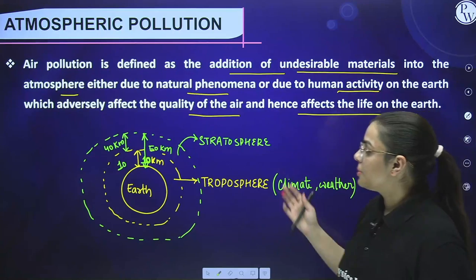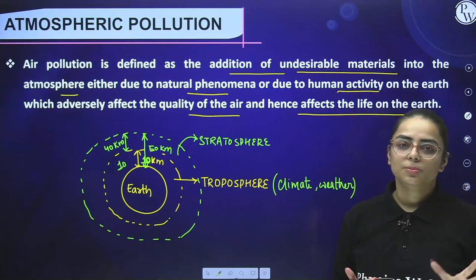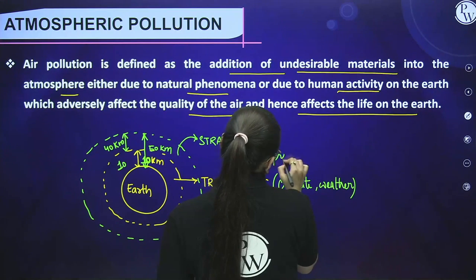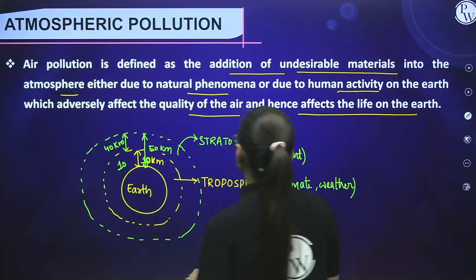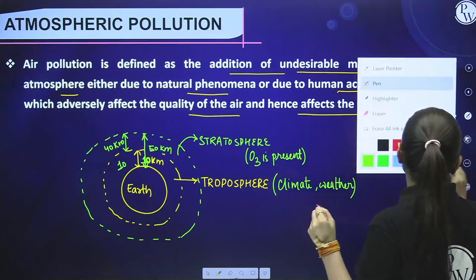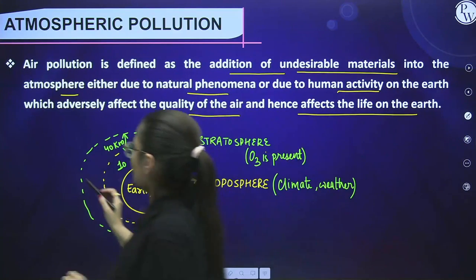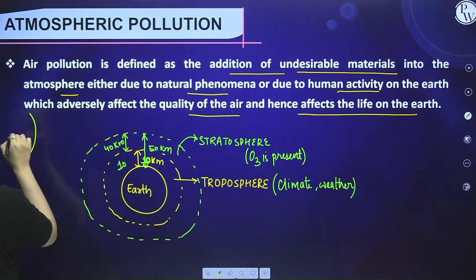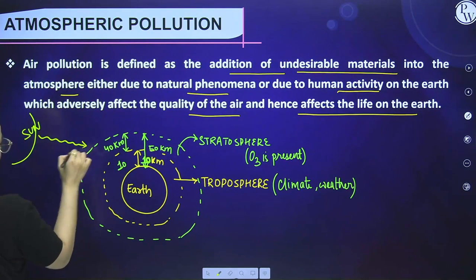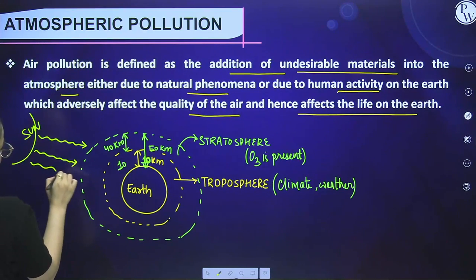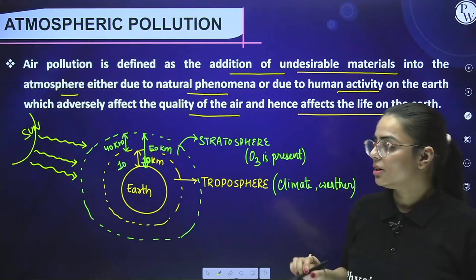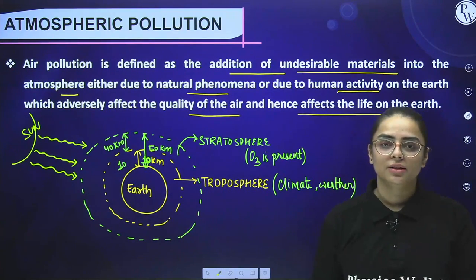And in the stratosphere, O3, that means ozone, is present. Ozone protects our earth from the harmful radiations of the sun. For example, students, here is the sun, and harmful radiations are coming from the sun. Our stratosphere contains ozone, which protects our earth from these harmful rays of the sun, right?